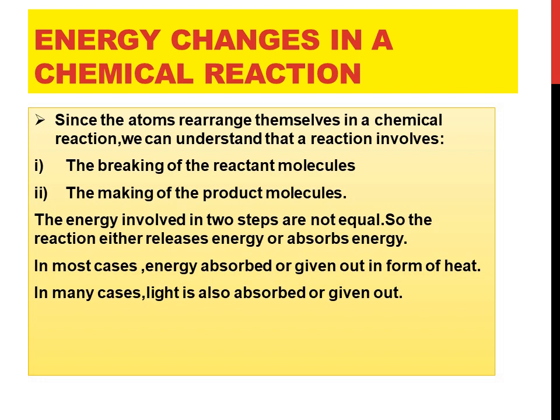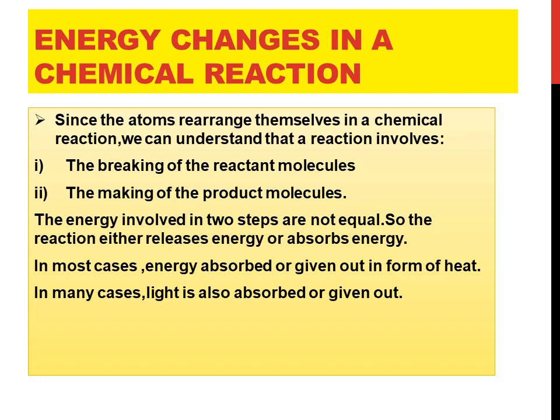In most of the cases, the energy absorbed or given out is in the form of heat. However, in many cases, light is also absorbed or given out. So this energy change that we are talking of in a chemical reaction occurs mostly in the form of heat. But in some of the reactions, light is also absorbed or given out. So any reaction may need some energy, some heat for its occurrence, or after the reaction has occurred, there could be a release of energy.